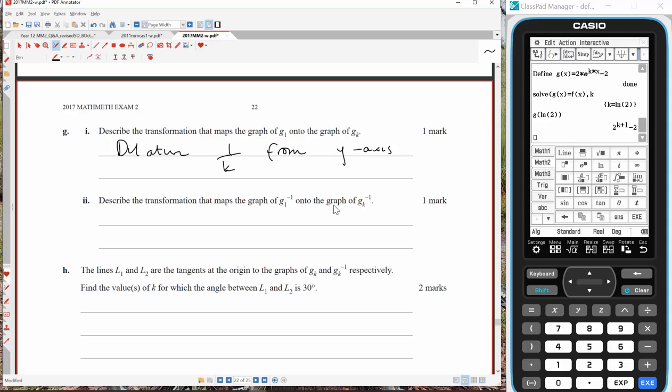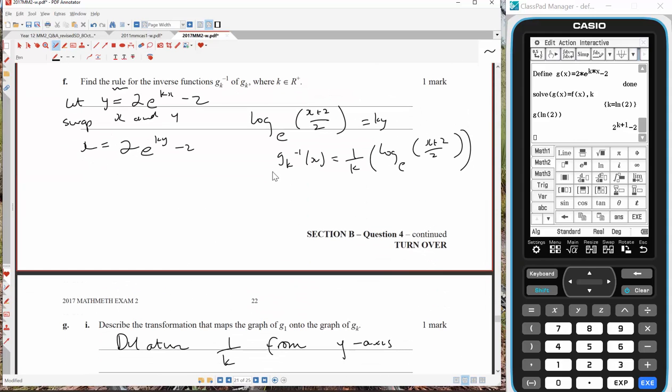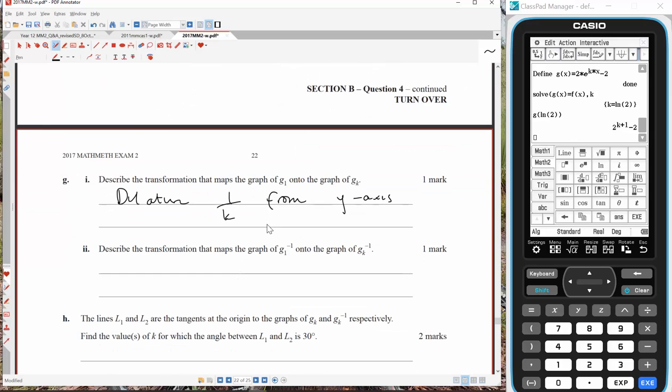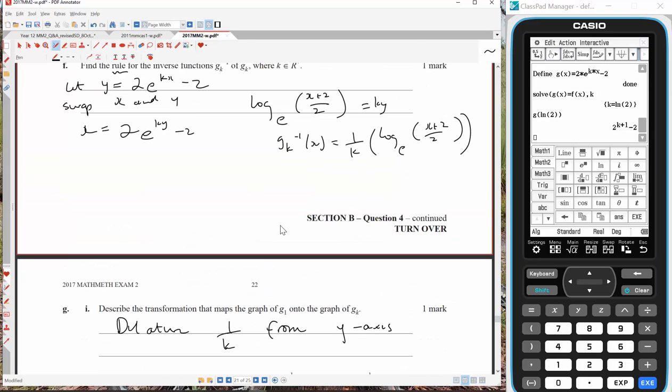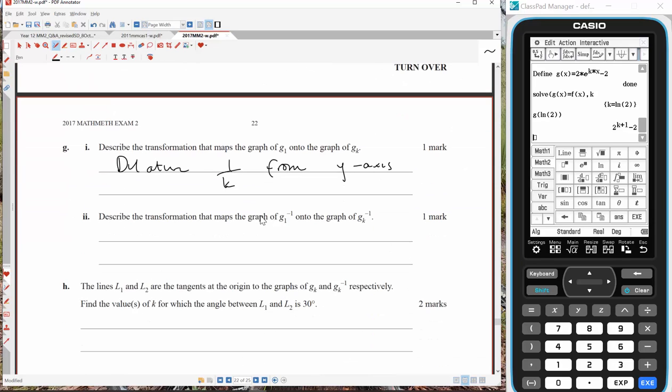Now describe the transformation that maps g1 inverse. Okay, so that's working with the inverse. So here's the inverse, and we're talking about g1. So we're going from this to this, which is obviously a dilation 1 on k from the x-axis.